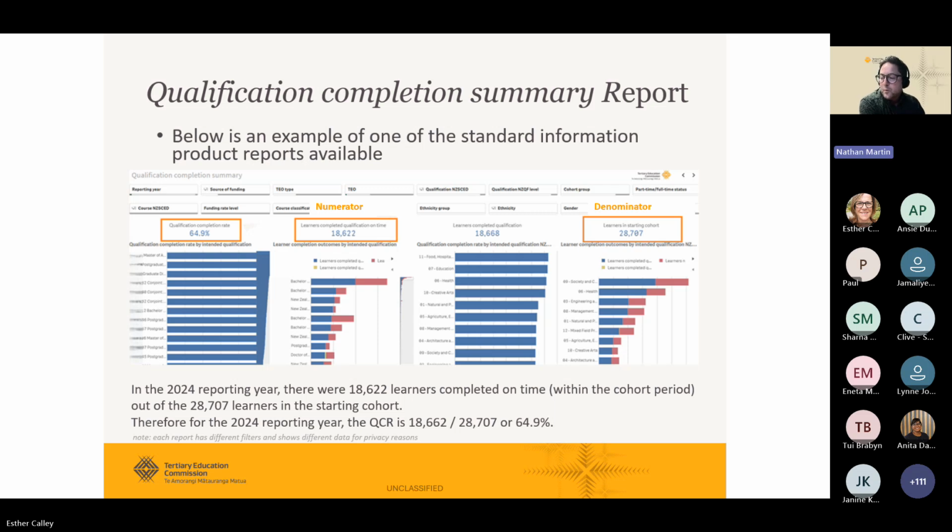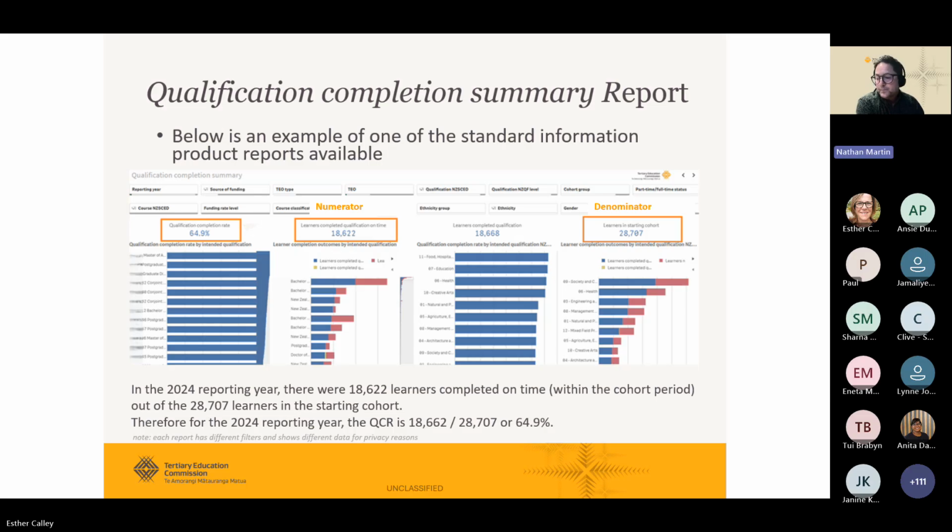One example of the reports available is the qualification completion summary. This report shows the qualification completion rate and the figures that make up this calculation. This screenshot shows the key values used to calculate the qualification completion rate.